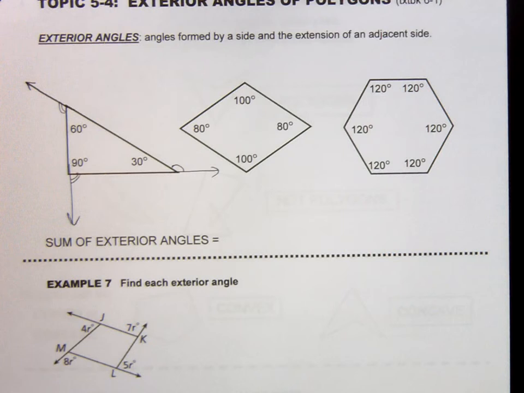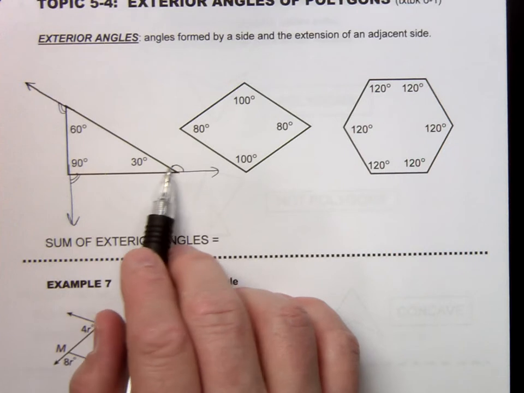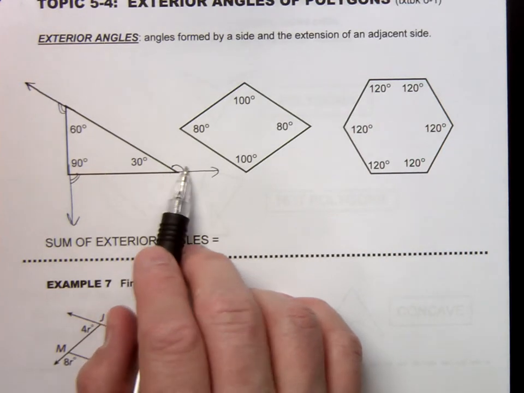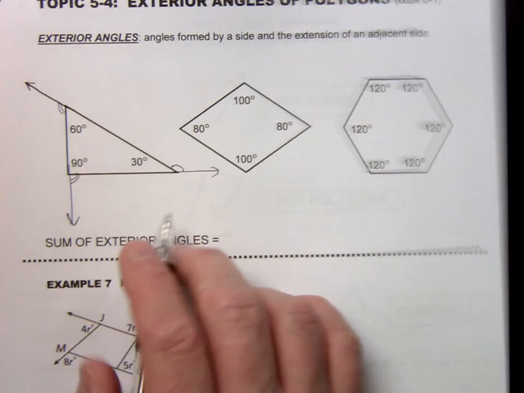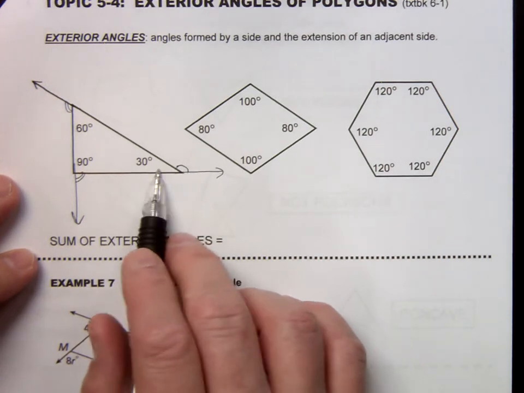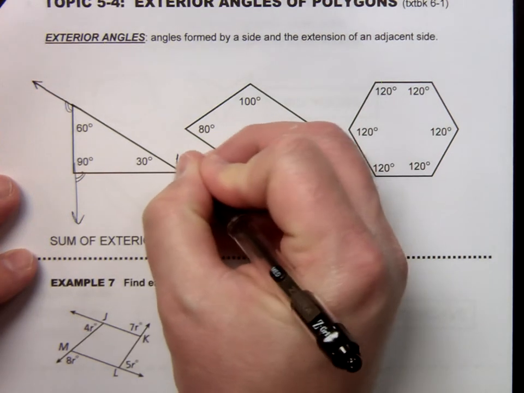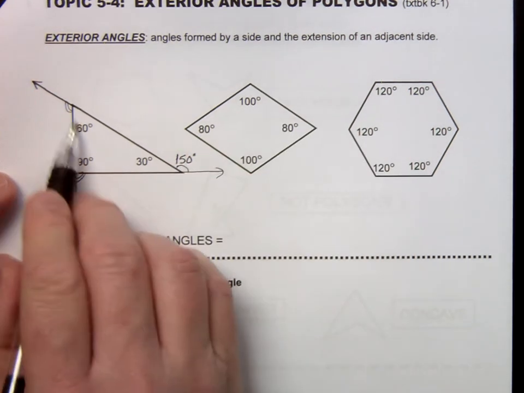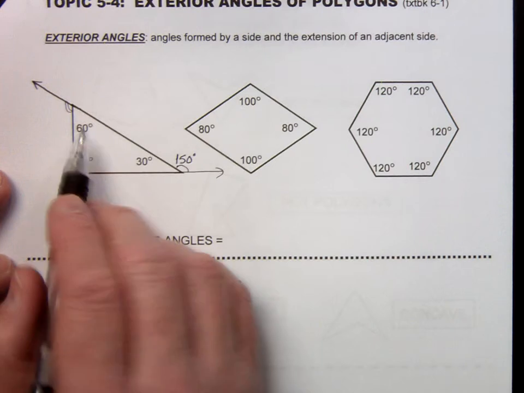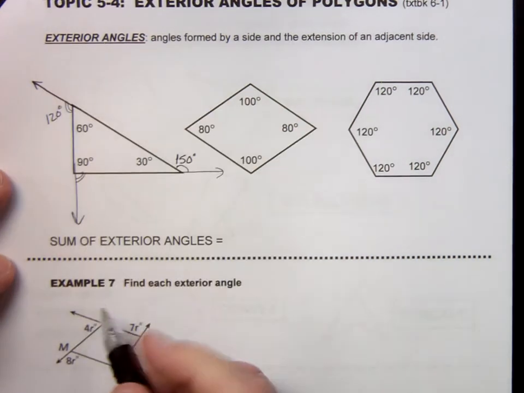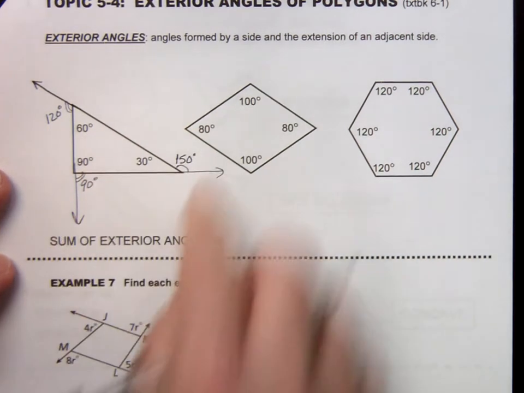Now what I want you to notice is that the exterior angle always forms a linear pair with the adjacent interior angle. And we learned previously that linear pairs are always supplementary. They're always supplementary. So these two angles will add up to 180 degrees. So if these need to add up to 180, I just do 180 minus 30, and I know this angle is 150 degrees. Here's another linear pair, the interior and exterior angle. They need to add up to 180. So 180 minus 60, 120 degrees. Linear pair, 180 minus 90 is 90. So I know what each one of these exterior angles is now.